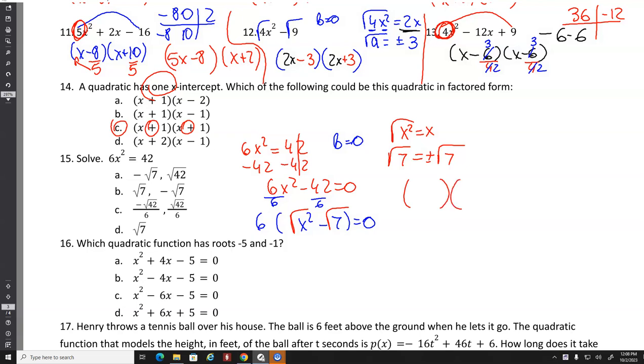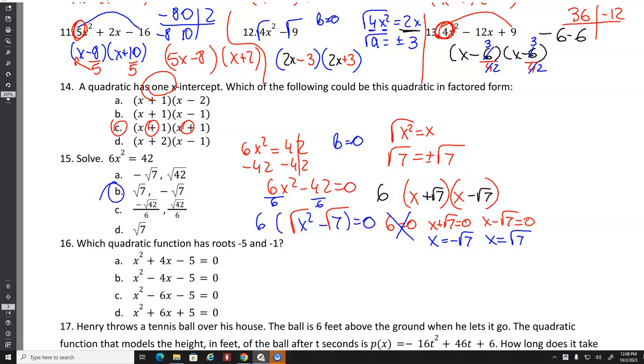So now when I put it into parentheses, x goes into both, and then plus root 7, minus root 7. Of course, 6 stays on the outside. Now you set each of those factors equal to 0. So 6 will equal 0, x plus root 7 will equal 0, and x minus root 7 will equal 0. So of course, 6 does not equal 0, so that means that's not true. Here you're going to just move the square root of 7 to the other side, which will change the sign. Here the same thing, you will move negative square root of 7, change the sign, so the correct answer is B. So that's one way to solve it.